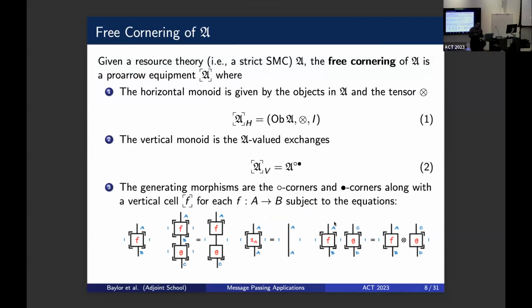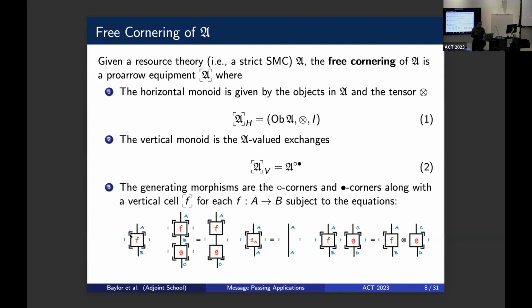And so to do that, we start with a resource theory, which as you remember is just a strict symmetric monoidal category. And we define a pro-air equipment A, where we have a horizontal monoid, which just inherits the monoidal structure from the base category A. We have a vertical monoid, which are just the A-valued exchanges. And then we have these generating morphisms, which are the white corners and the black corners, along with the vertical cells for each morphism in the base category.